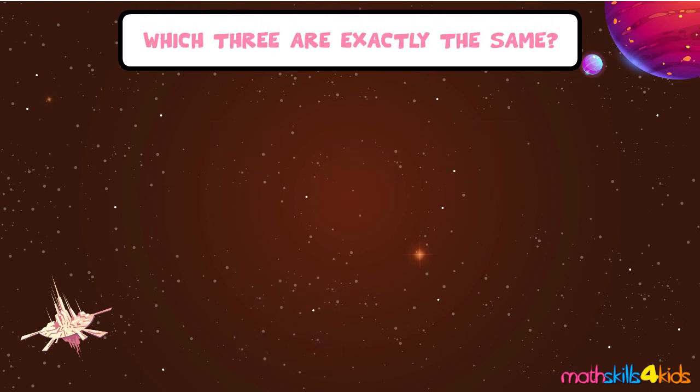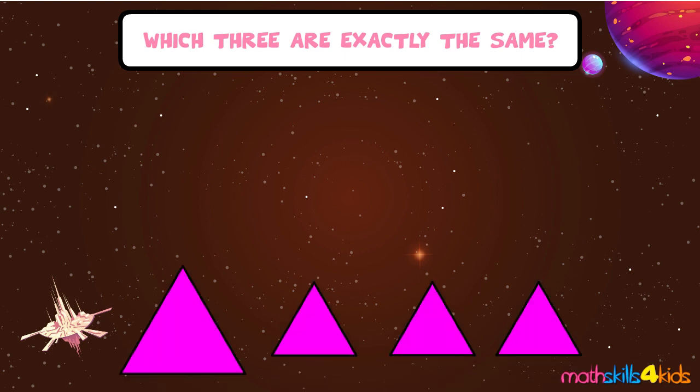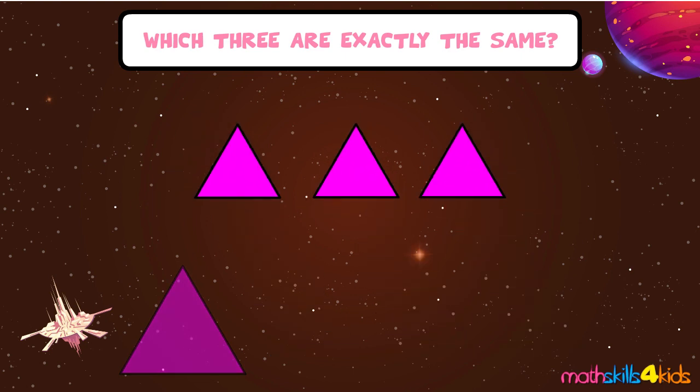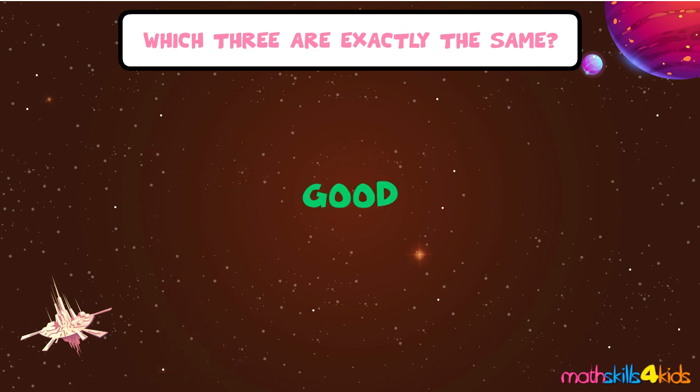Which three are exactly the same? Here, we can see that the shapes that are exactly the same are these three small triangles because they have the same size. The one that is not exactly the same is the big triangle. Good.